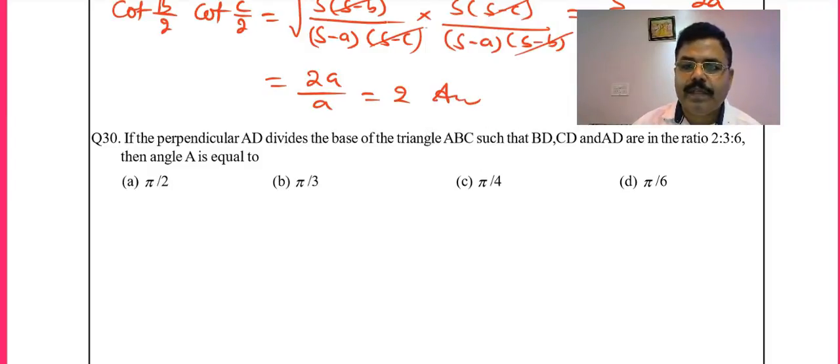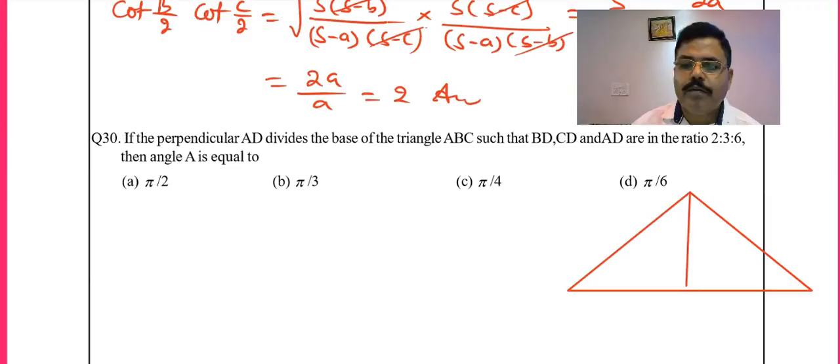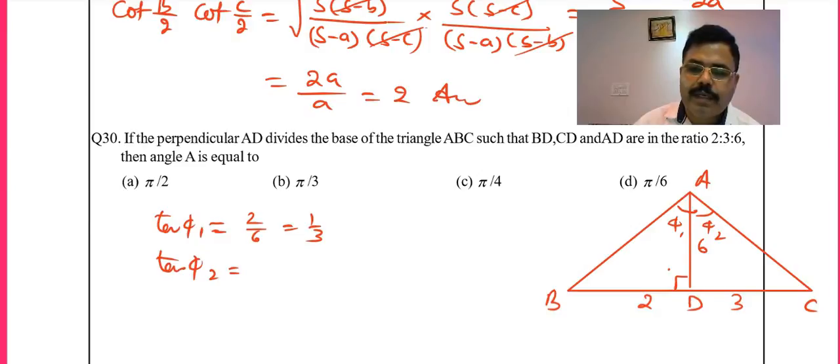A triangle is there, and a perpendicular divides the side in the ratio 2:3. This ratio is 2 and this is 3 and this is 6. It is given like this, A, B, C and this is D. If I take this as phi 1 and this as phi 2, or theta 1 and theta 2, then tan phi 1 is equal to what in triangle ADC? 2 by 6, that is 1 by 3. And tan phi 2 is 3 by 6, that is 1 by 2.